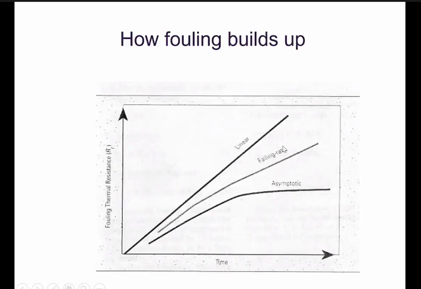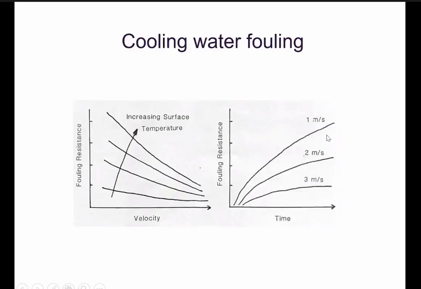A linear, I think I'm running out of time now. So falling rate and asymptotic. Generally, the most common type is linear. So if you leave it, in the course of time the fouling layer will increase and eventually you will lose your exchanger. So this is a real-time example for cooling water.